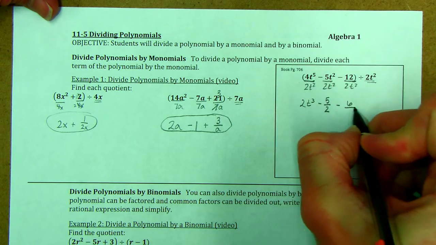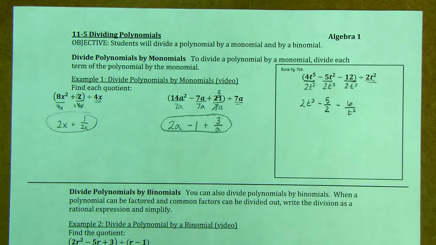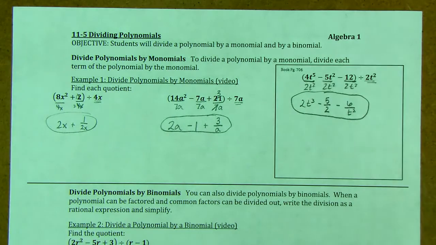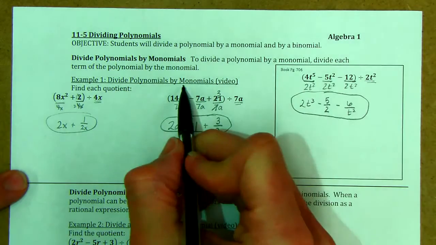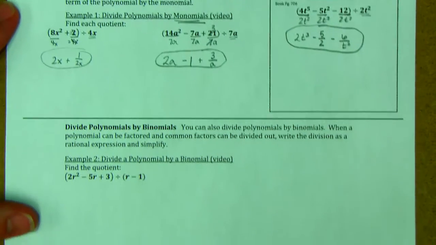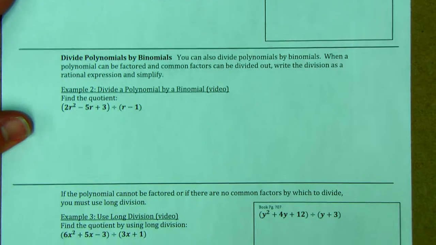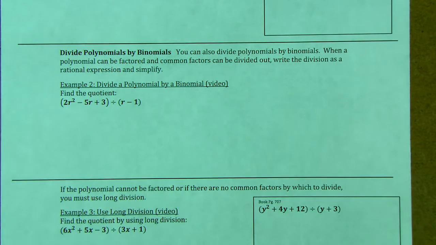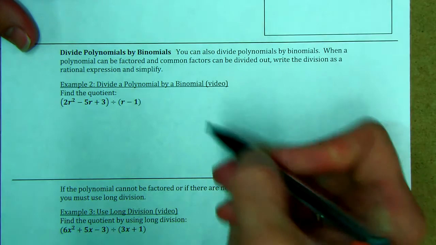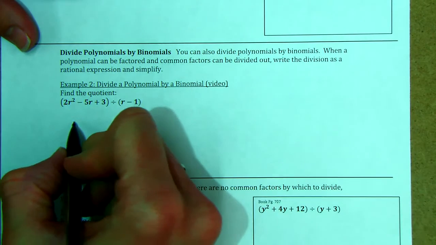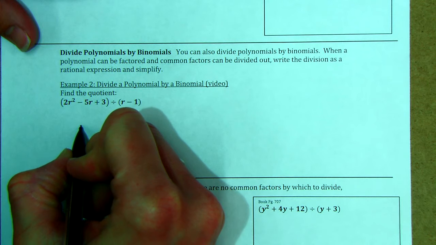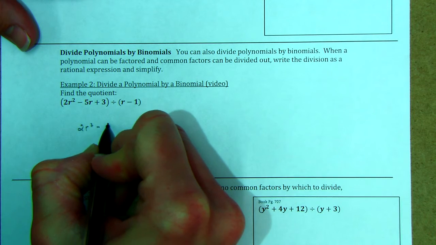Okay, so that is when we are taking a polynomial and dividing it by a monomial, one term. When we start dividing by binomials, we cannot just divide each term by that because, well, it doesn't work. So we do this with long division. We have to write it out. If you remember, we're going to put the divisor right here, and we've got 2r squared minus 5r plus 3, and I'm going to divide that by r minus 1.